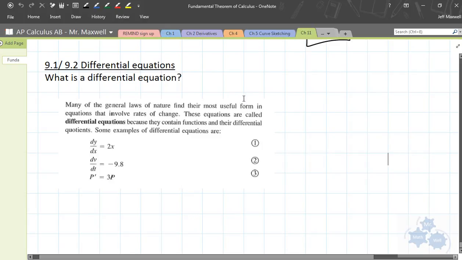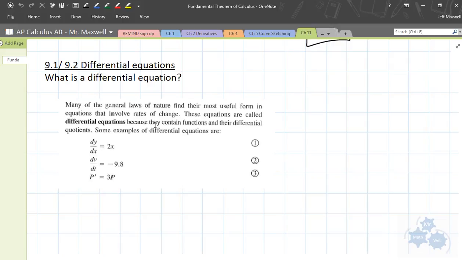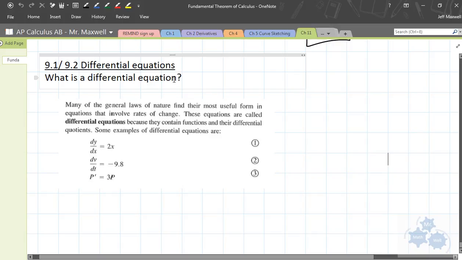Okay, so in this lesson we're going to talk about differential equations. You know a little bit about differential equations already from previous work in calculus. This is sections 9.1 and 9.2. We're going to talk about these equations, and this should be familiar to you at this point because we've talked a lot about antiderivatives already, and we've talked a lot about integrals already. So this is where we first introduced the antiderivative.